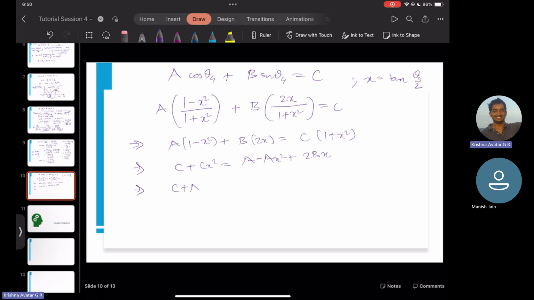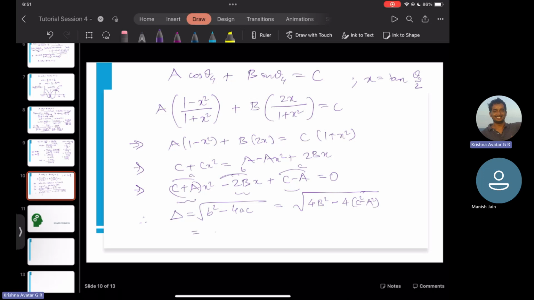So we have (c plus a) x squared, then we bring the term containing b, minus 2b x, plus (c minus a). So this is a quadratic equation in terms of x, right? Then we use the formula with the discriminant. The leading coefficient will be c plus a, the middle one is minus 2b, and the constant is c minus a. So delta is equal to b squared minus 4ac, which gives 4b squared minus 4 times (c plus a) into (c minus a), which is c squared minus a squared, right? We can further simplify by bringing 4 outside the square root to have 2 times the square root of b squared plus a squared minus c squared, isn't it?